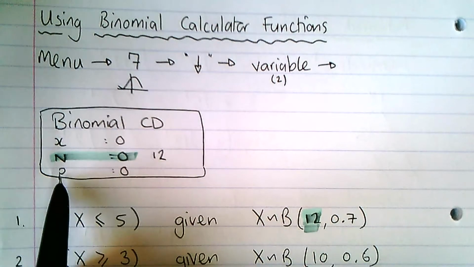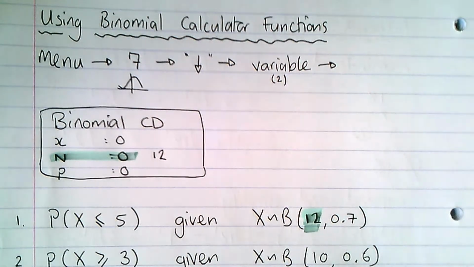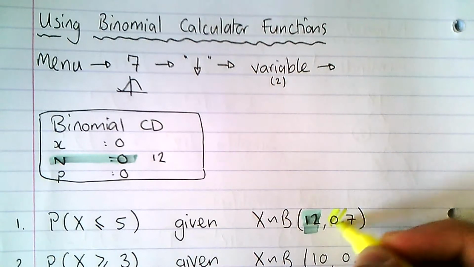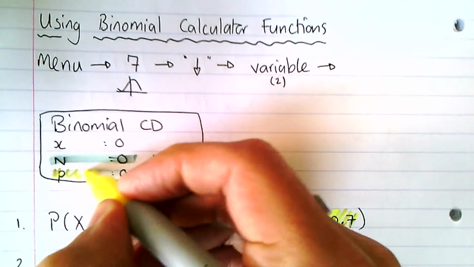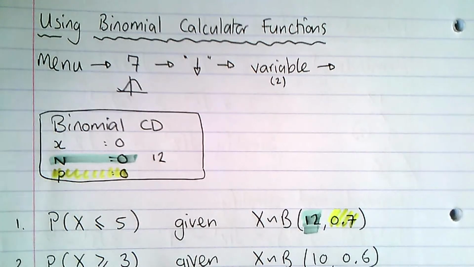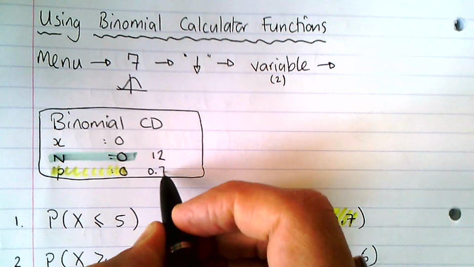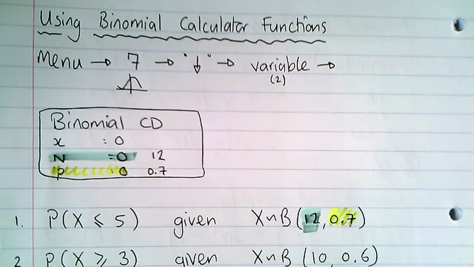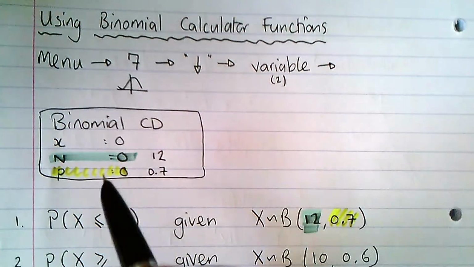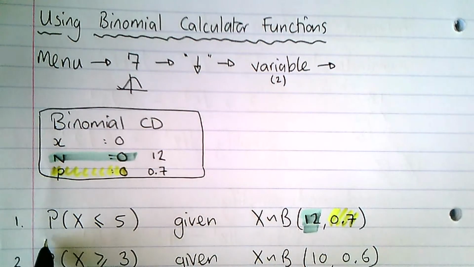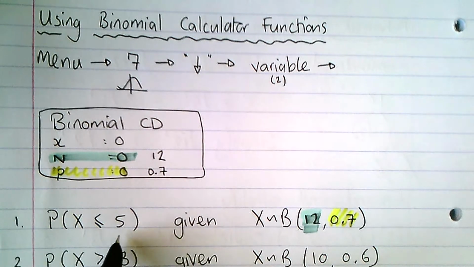The next one, the p, as you can probably guess, is the probability, so that is this one here. So p is my probability, so I want to put 0.7 in there, like that. Now, the only thing that's left here is the x. Now, the x is telling the calculator what your upper limit is.